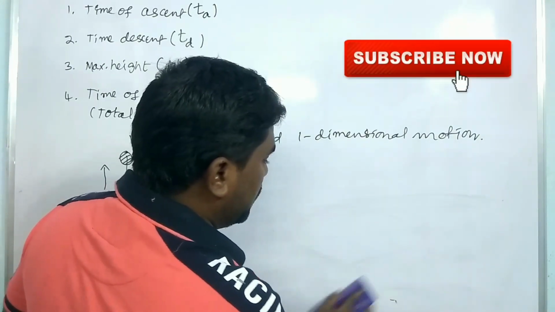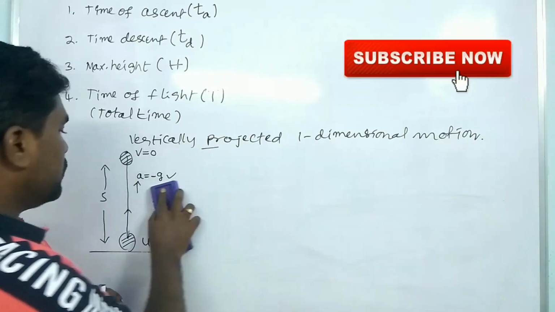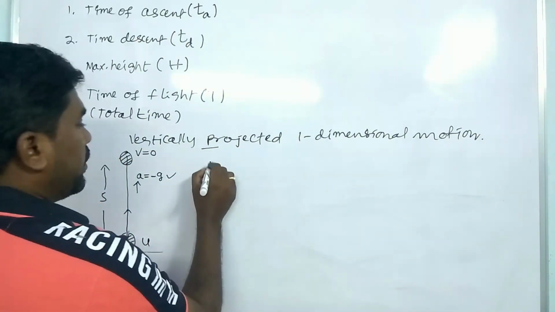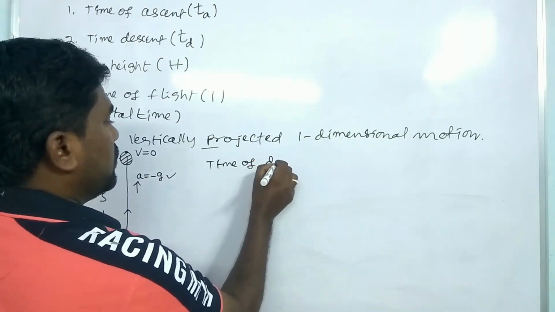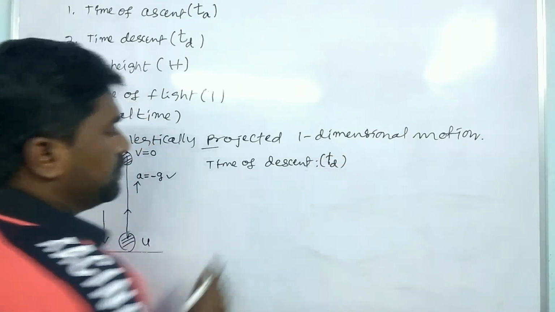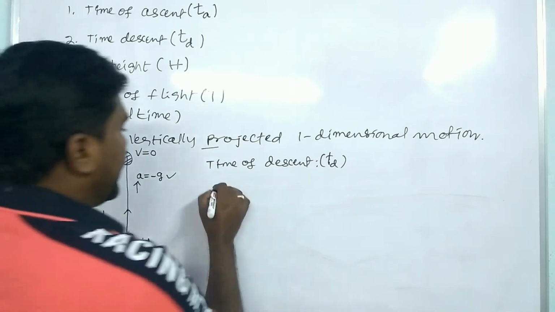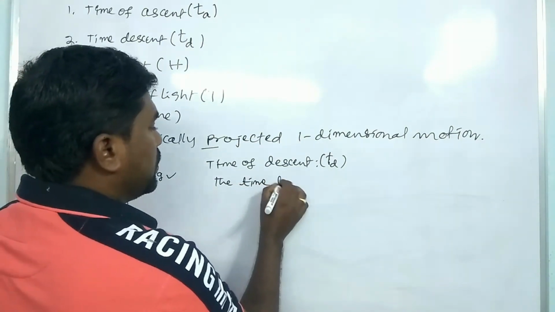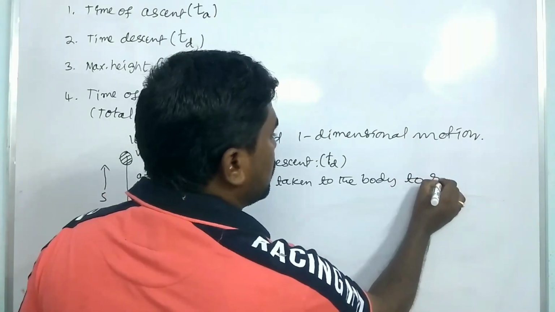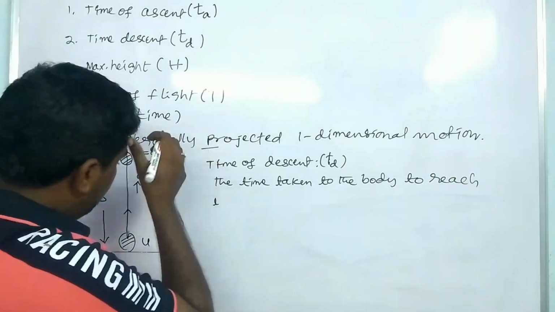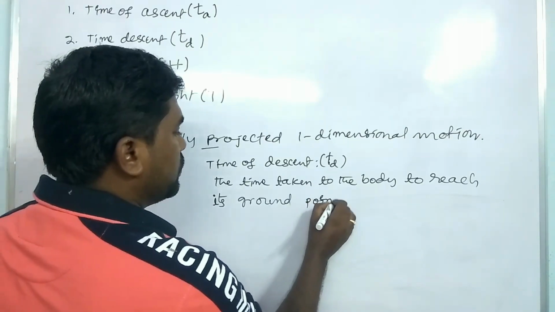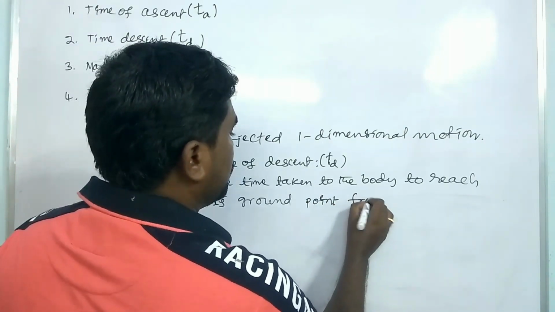So time of descent is nothing but the time taken by the body, time of descent. That is TD, T suffix D. The time taken by the body to reach its ground point from maximum height.